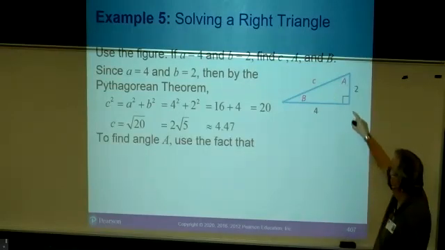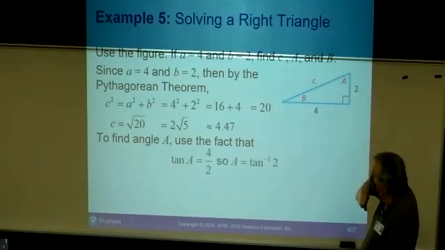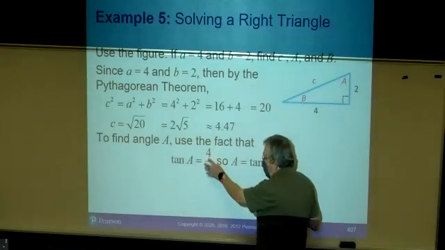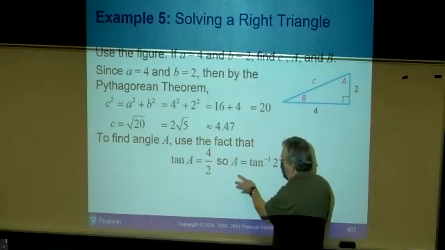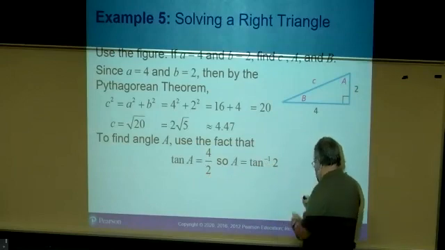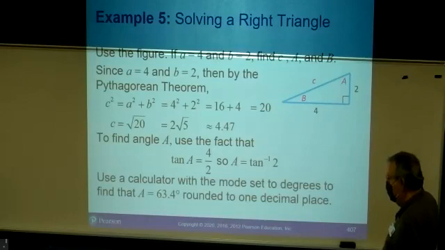Now they're going to go after finding out what angle A is, because A comes before B. It doesn't matter. And they would use tangent, so that's what I would use. And so 4 over 2 is 2. And so they do inverse tangent of 2. You type that into the calculator, and typing that into the calculator, you get the angle is approximately 63.4.